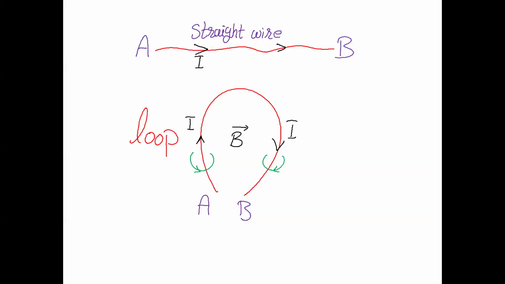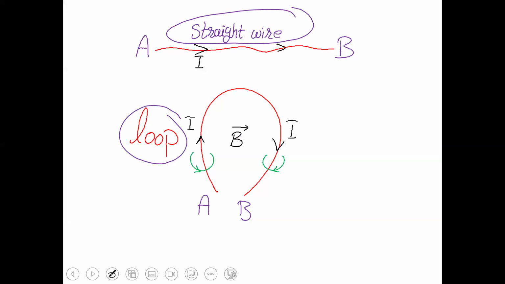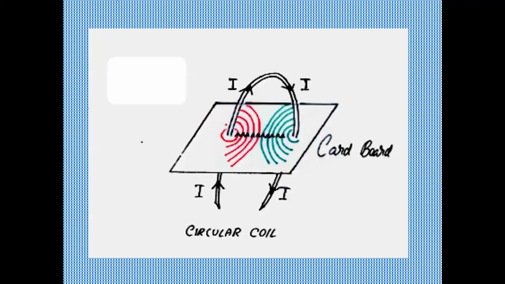So, what is the main concept? I have a straight wire. I bend the wire in a loop. Now, this loop is called a circular coil. What is a circular coil?